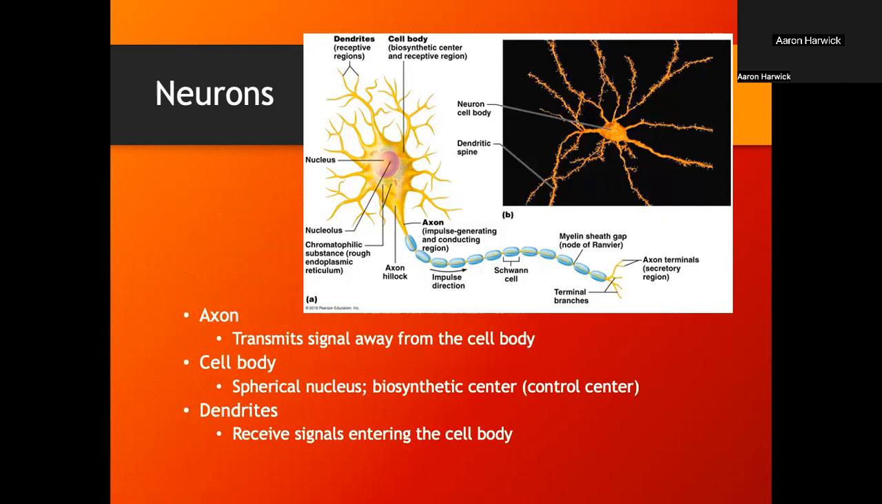And clusters of cell bodies within the central nervous system are considered nuclei, and clusters of cell bodies within the peripheral nervous system are considered ganglia. You'll also see a lot of structures similar to a rough endoplasmic reticulum for protein synthesis, basically synthesizing a substance called chromatophilic, which you can see right here. Most of our cell bodies are located within the central nervous system, where they will be protected by the bones of the skull as well as the vertebral column.